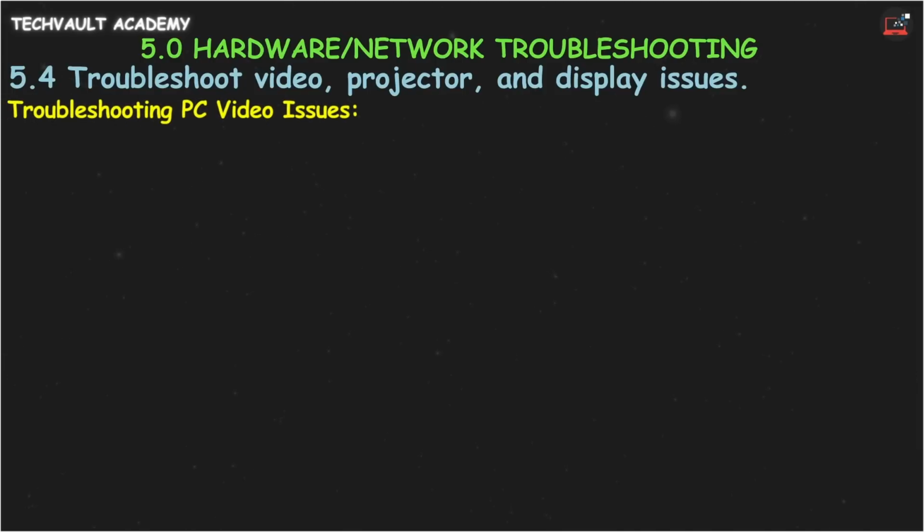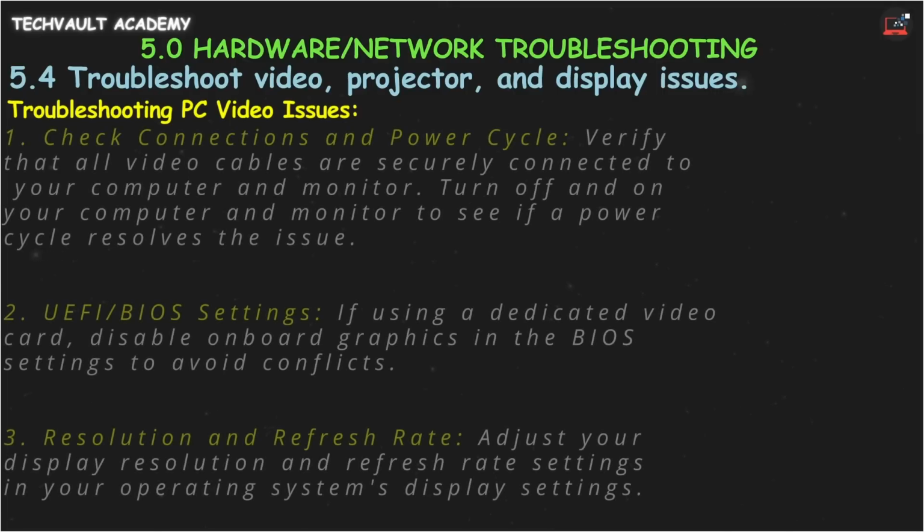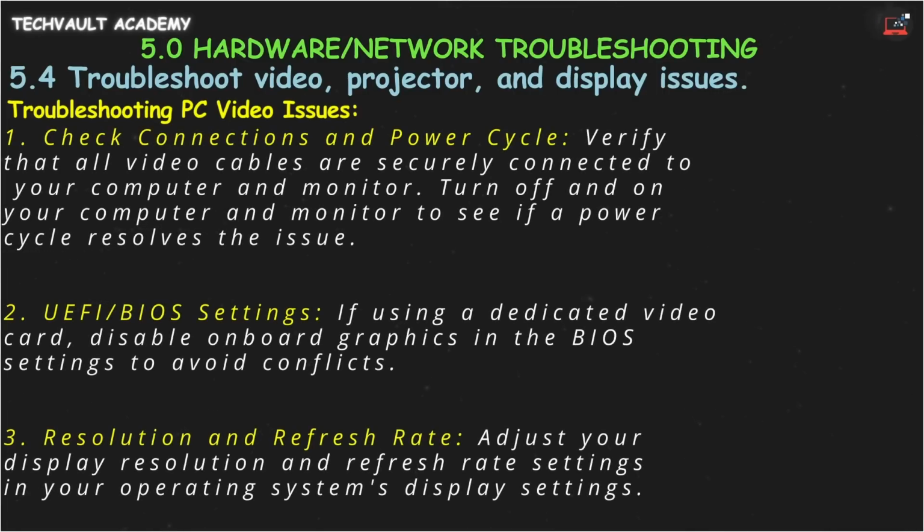Troubleshooting PC video issues. 1. Check connections and power cycle. Verify that all video cables are securely connected to your computer and monitor. Turn off and on your computer and monitor to see if a power cycle resolves the issue.